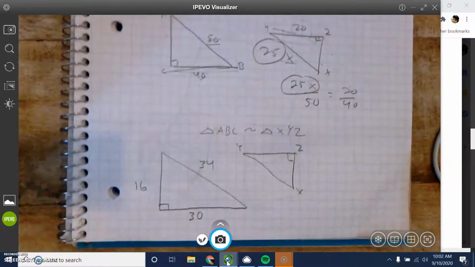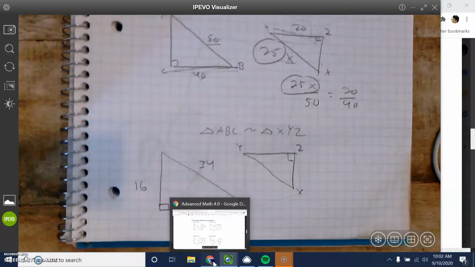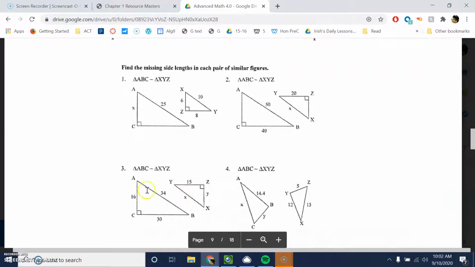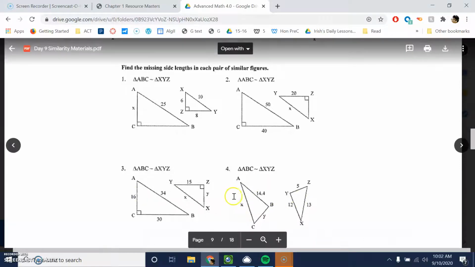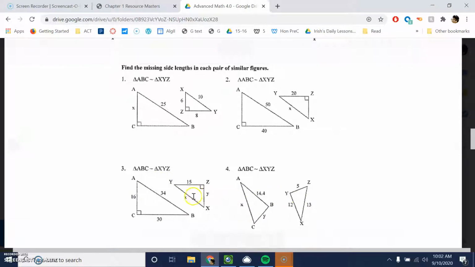All right, let's do the other ones. Nice job so far. Now we have to find X and Y. So now we have 2 variables for the last 2. Copy these down.